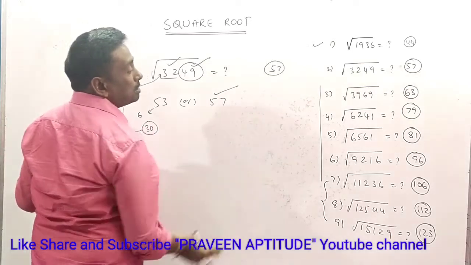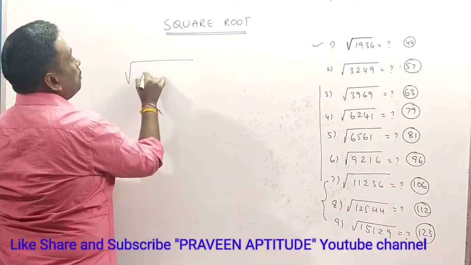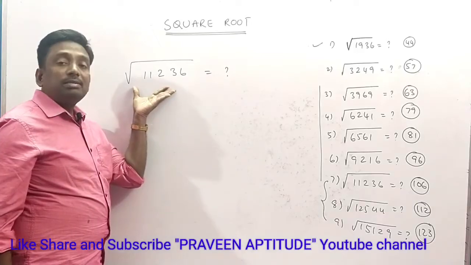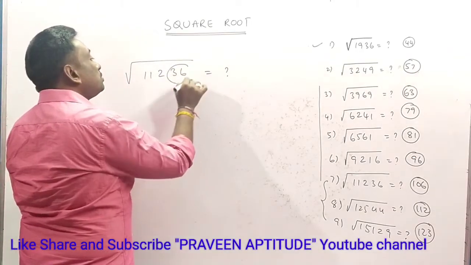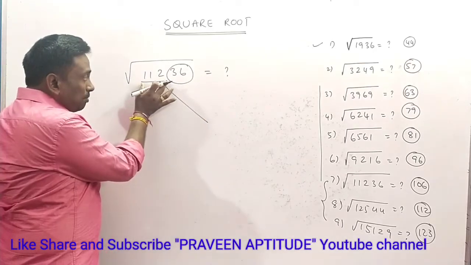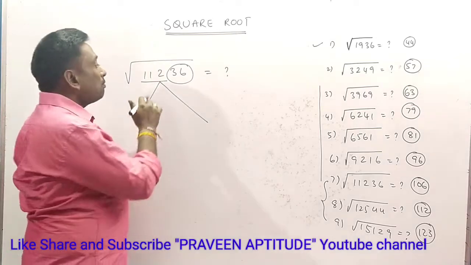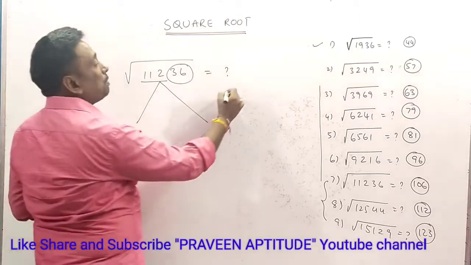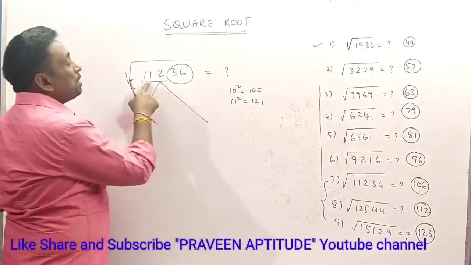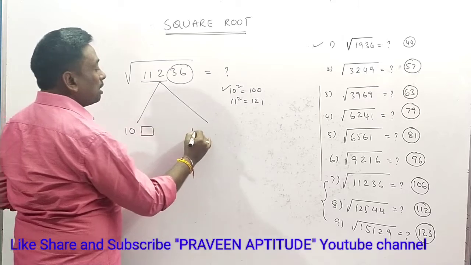Try to solve these 4. Now square root of 11236. Even though this is a 5-digit number, first you leave the last 2 digits of that number. After that, based on the remaining numbers, decide the left side digit of the square root number. Here 112 is there, 10 square is 100, 11 square is 121. 121 exceeds 112. That's why now the square root must start with 10 only.